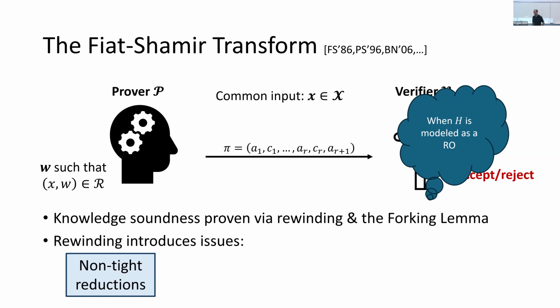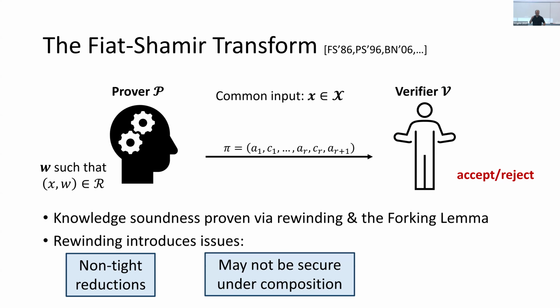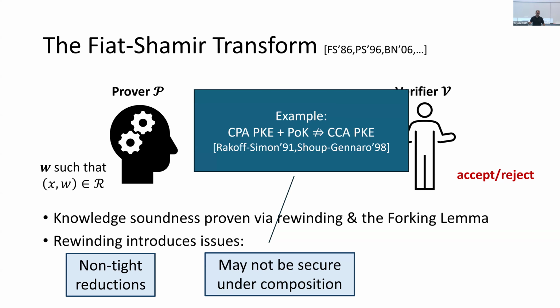So one issue is that we end up with non-tight reductions, because we want multiple accepting proofs from the prover. It needs to succeed multiple times. And so the success probability of the extractor or the reduction can be much smaller than the success probability of the prover that we started off with. Another caveat is that in some settings, this might not be secure under composition, either composition with itself or compositions with other protocols. And we do have examples of such settings where using Fiat-Shamir actually becomes insecure.